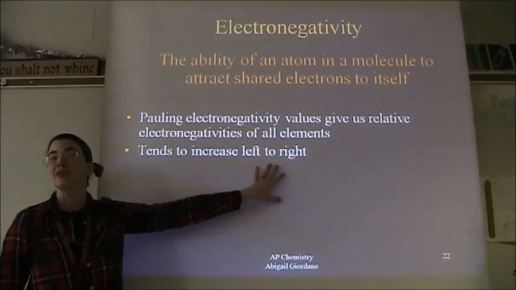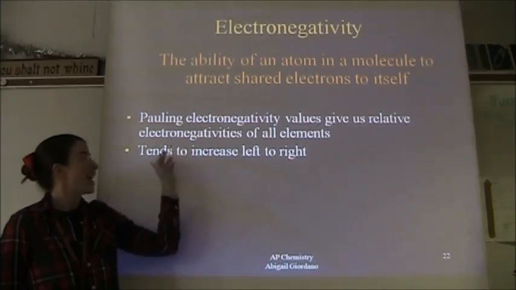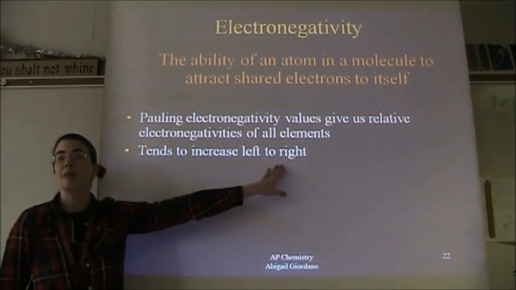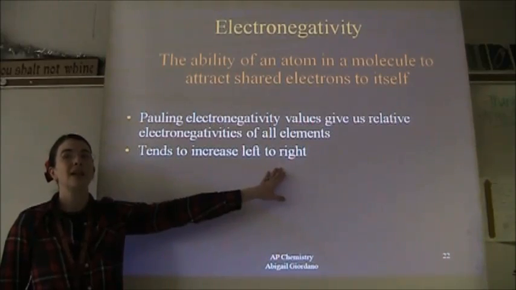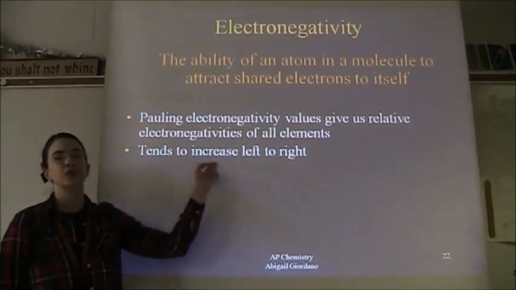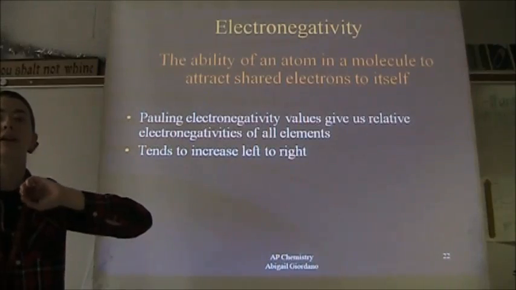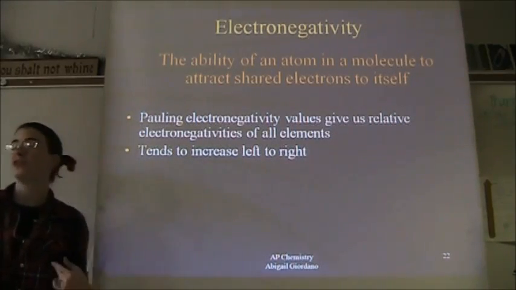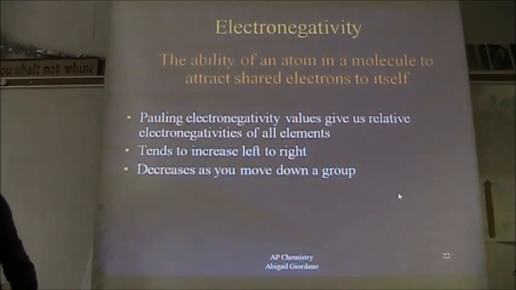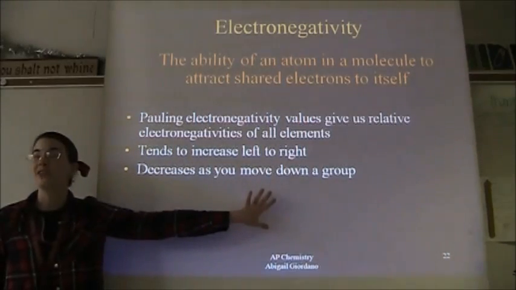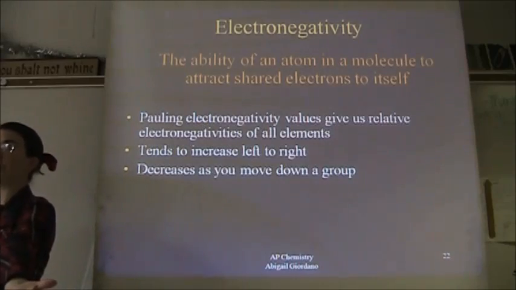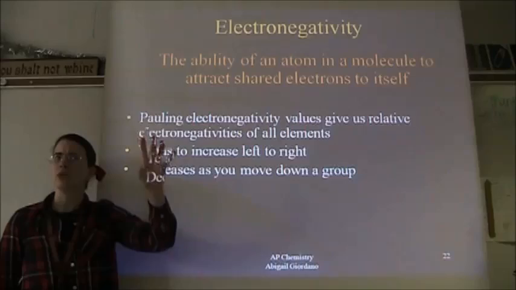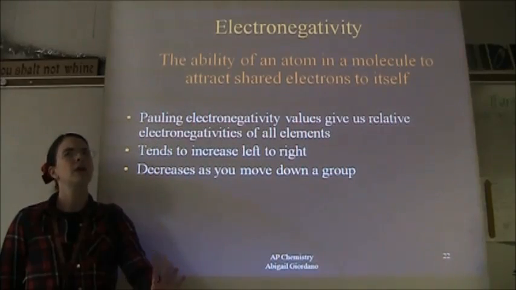Let's see what you remember from our last test. Everything that is on the same row contains the same number of what? Energy levels. But as you move left to right, we get progressively more protons, which causes stronger effective nuclear charge. Good. Electronegativity decreases as you move down a group. You can see the numbers in the chart. What happens as we move down a group? We get more and more filled energy levels.